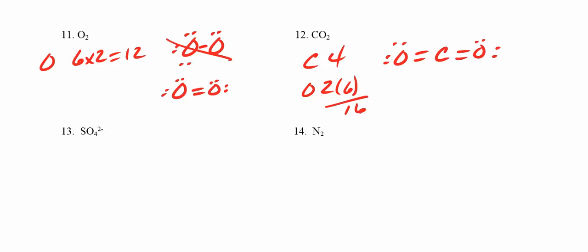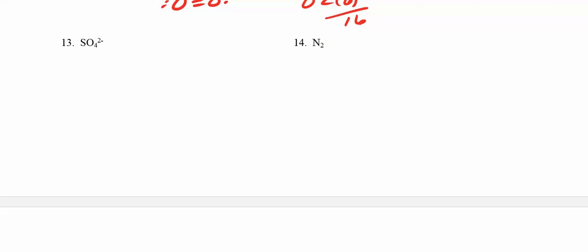Let's look at number 13. We've got SO4 2-. This one's interesting. It's a polyatomic ion. Sulfur has 6 valence electrons, and each of the oxygens has 6. So 4 times 6, obviously 24. So we've got, so far, 6 plus 24, we've got 30 electrons. But notice that this is a polyatomic ion having a charge of -2.